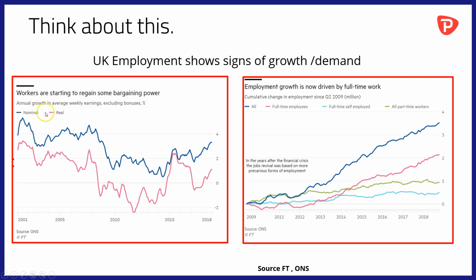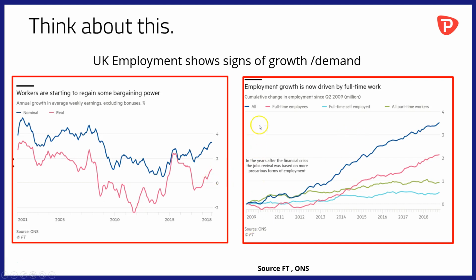The chart here shows nominal and real wages over the last 17-18 years. But as you can see, real wages, i.e. wage growth adjusted for inflation, are actually starting to pick up now after lagging the headline wage growth for some time. So it's suggesting that UK workers have got a good deal more bargaining power than perhaps they've had for some time.